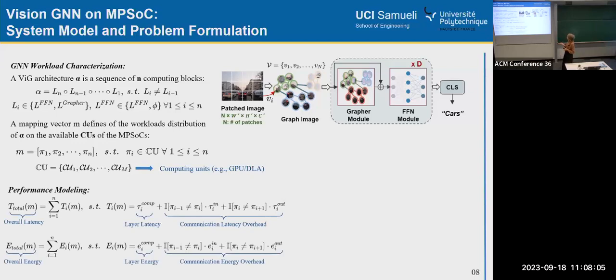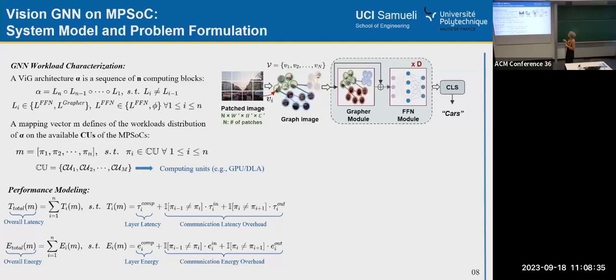Then the overall performances of a single mapping vector, that means the latency and the energy, are characterized on a layer-based basis. That means that for each layer, we characterize the overhead of the computations and the communication. So the communication overhead arises when we have a transition from one computing unit to another, because each computing unit has its private memory, so it needs to fetch input data from the VRAM, do the computations, and then write back the results.